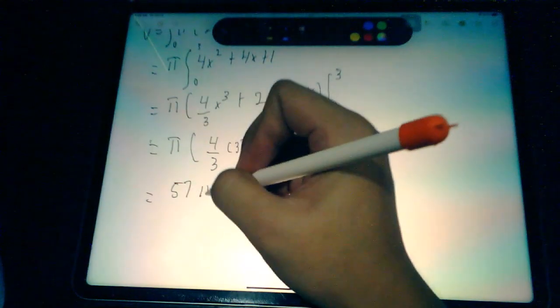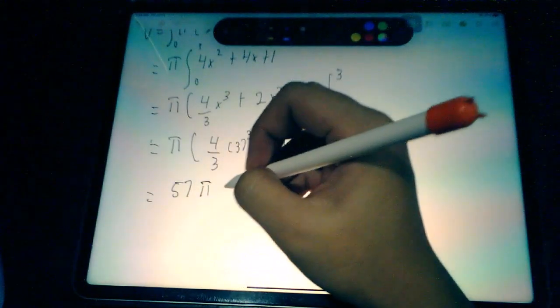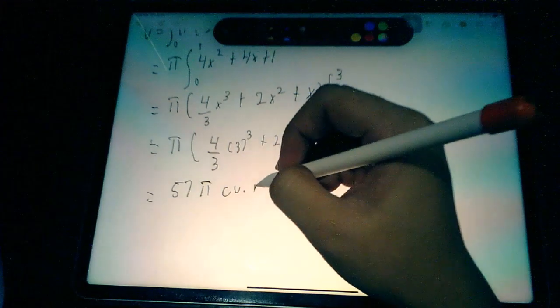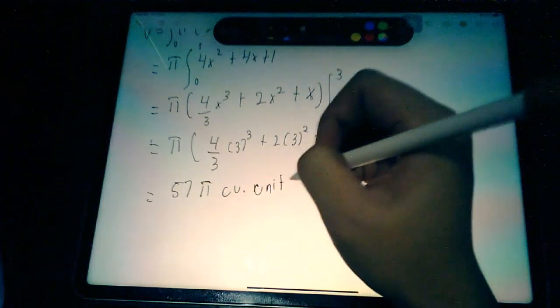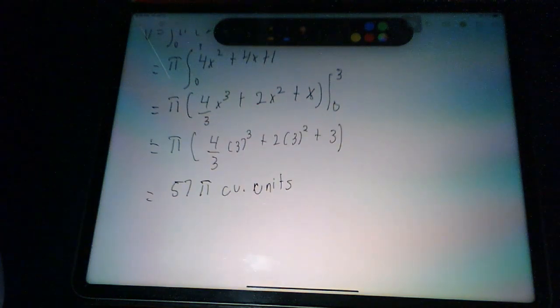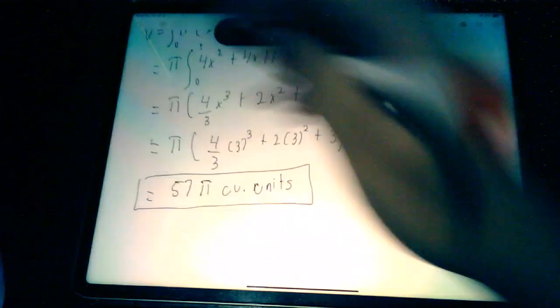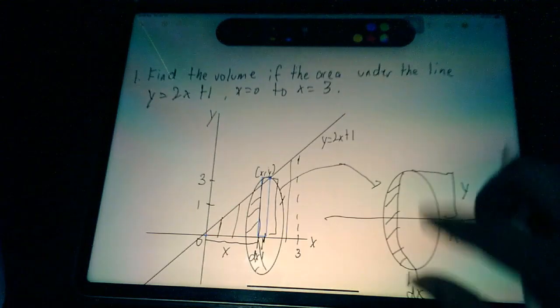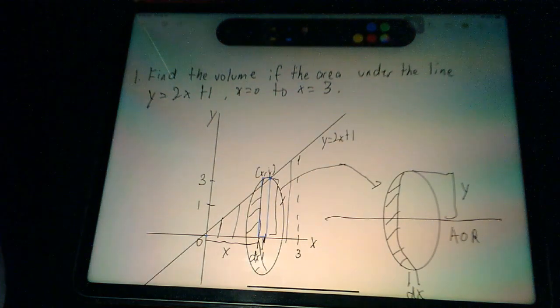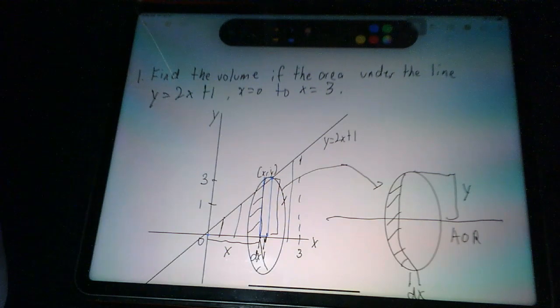So volume, take note, volume is in cubic units. Let's say 57 times pi. Yes, this is equal to 57 pi cubic units. So this is our answer for example number 1, from the line y equals 2x plus 1 from x equals 0 to x equals 3. So now moving on to our second example.